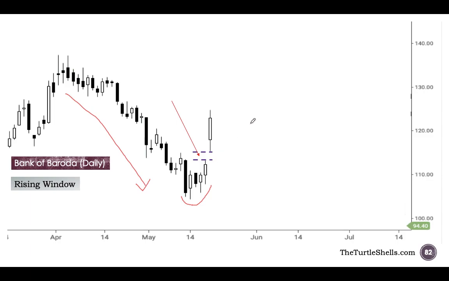So we know that the rising window becomes a support area. So if I were to buy here, or I were to take a long position here, I would keep my stop loss under this lower line of the window, because that is a more powerful support than the upper line of the window. So I would keep my stop loss just below that lower line, because the entire window is becoming support now. So this is our support zone.